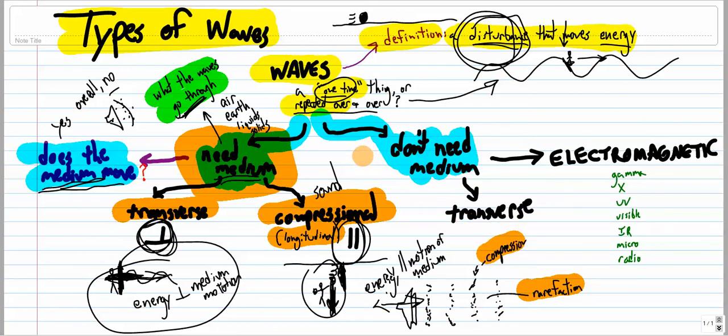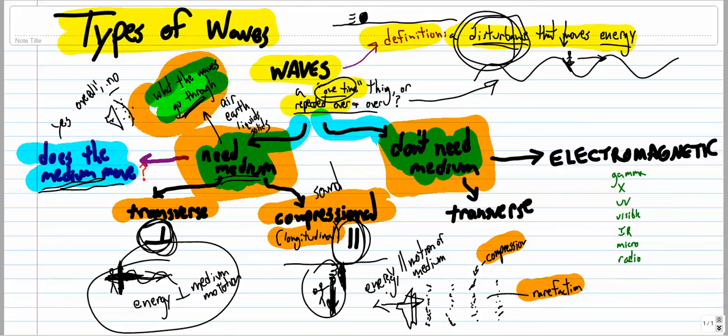Let's go over to the right and let's talk about waves that don't need a medium. These waves are special. How can you have a wave that doesn't go through anything? Doesn't every wave have to go through something? Well, no. These waves are called electromagnetic waves, and they can go through a vacuum.